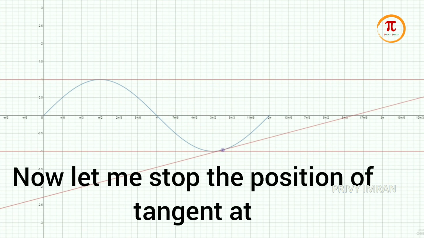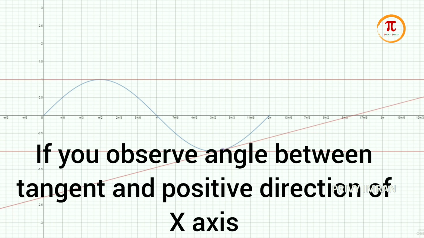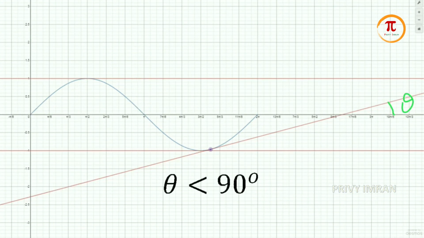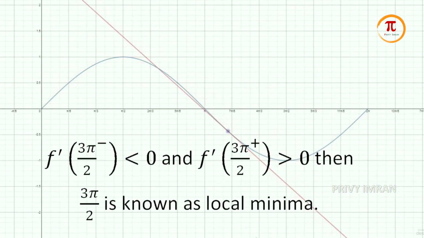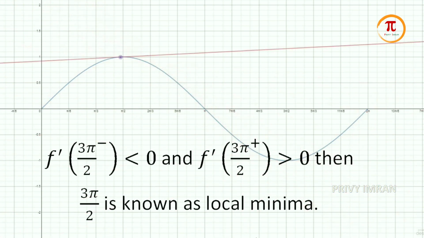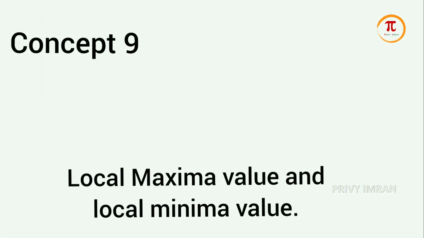Now let me show the position of the tangent at 3 pi by 2 plus. If you observe, the angle between the tangent and the positive direction of the x-axis, theta, is less than 90 degrees. If theta is less than 90 degrees, tan theta is positive in the first quadrant. Therefore, f dash of x is greater than 0. Hence, we can conclude that if f dash of 3 pi by 2 minus is less than 0 and f dash of 3 pi by 2 plus is greater than 0, hence 3 pi by 2 is known as local minima. Now let us learn about local maxima value and local minima value.